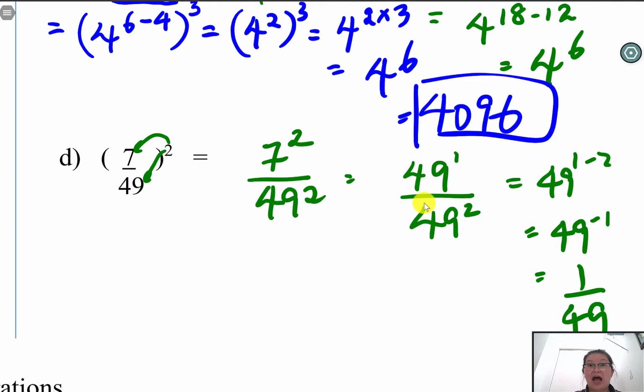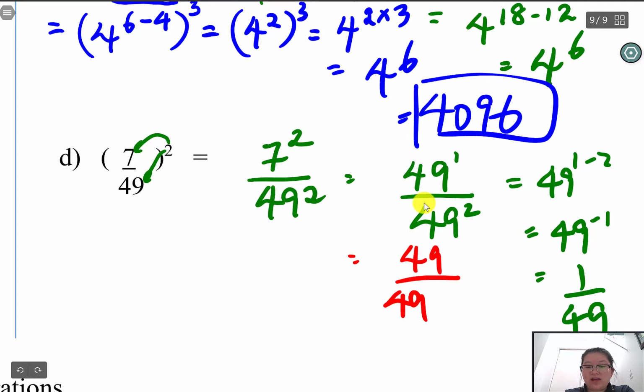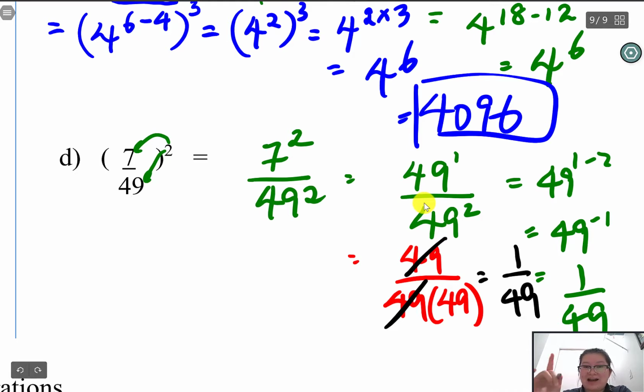You're like, what? Here, let's break it down a little bit. The reason why is here. Let me write that in red. Imagine I have 49 on the top. On the bottom, I have a 49 to the power 2, correct? So that just means 49 times 49. If I have 49 on the top and 49 on the bottom, I can cancel one of them out. This is going to leave me with 1 over 49. Aha! Okay, so that's one way to think of it.